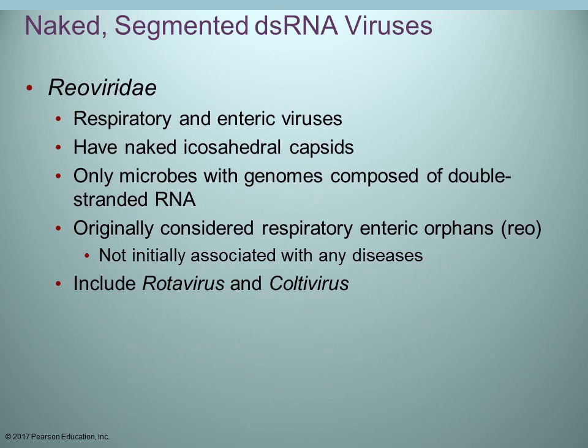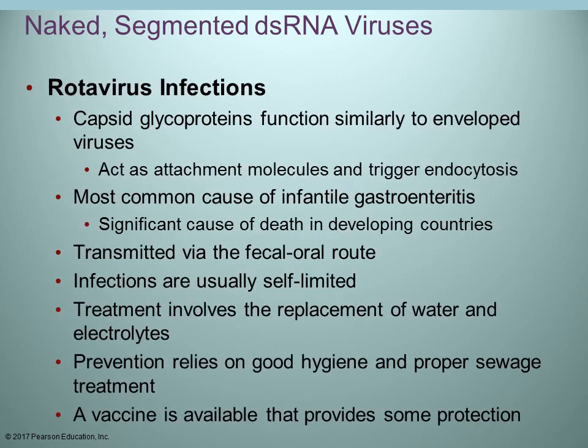The Reoviruses: double-stranded RNA, respiratory and enteric viruses. This will include the rotavirus and coltivirus. Rotaviruses are the most common cause of infantile gastroenteritis. So unfortunately, it is a significant cause of death in developing countries. It's transmitted by the fecal-oral route. Treatment: replace the loss of water and electrolytes to keep the person hydrated.